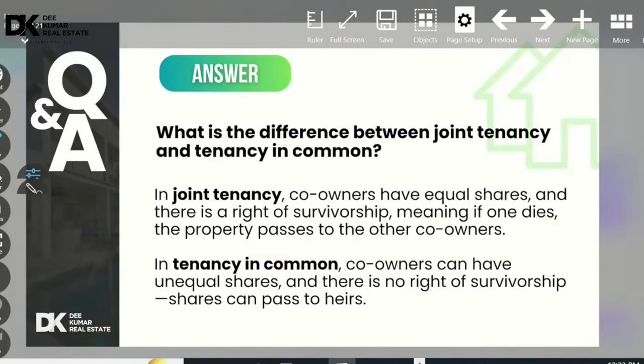So what's the difference between a joint tenancy and a tenancy in common? In a joint tenancy, co-owners have equal shares, and there is something called a right of survivorship. Oh, you're going to see that on your exam. Meaning, if one dies, the property passes to the other co-owners.